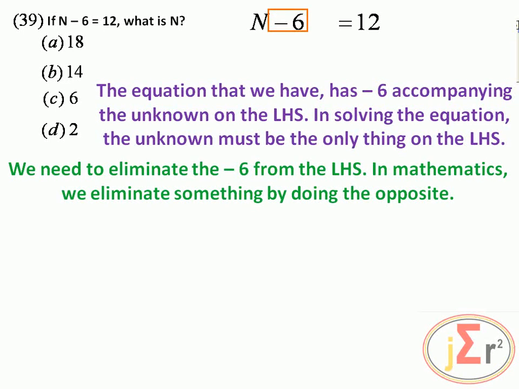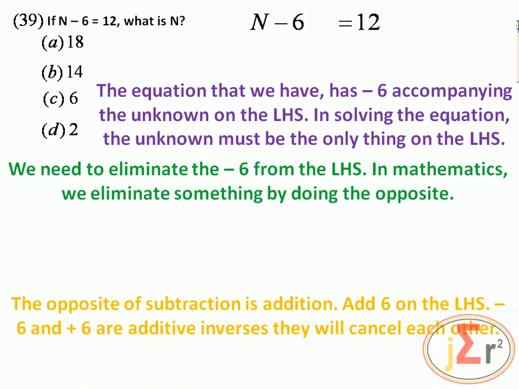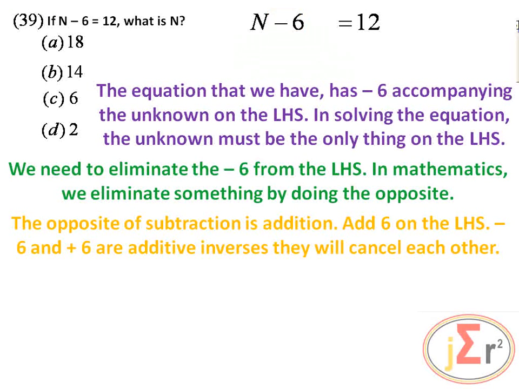So the n is there and we have take away 6. We need to remove this 6 that we are subtracting, or eliminate it. We need to eliminate the negative 6 from the left-hand side. In mathematics, we eliminate something by doing the opposite. And what is the opposite? Plus. Right, plus. The opposite of minus is plus. The opposite of addition is minus, or subtraction. The opposite of subtraction is addition.